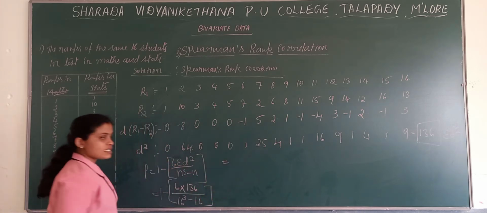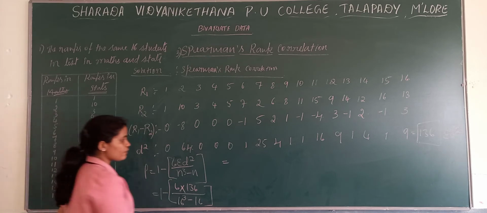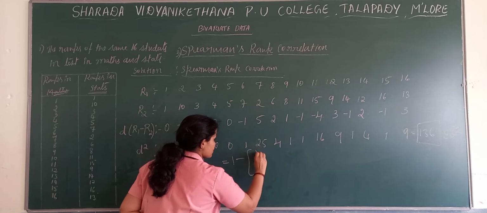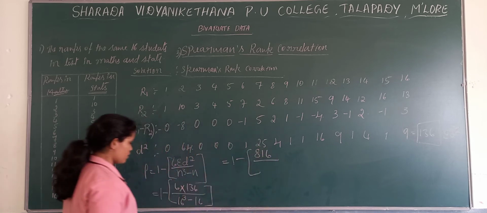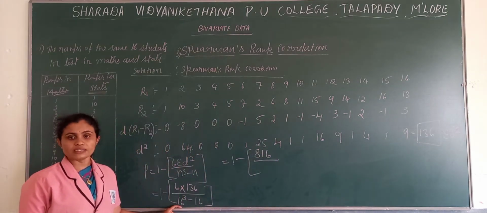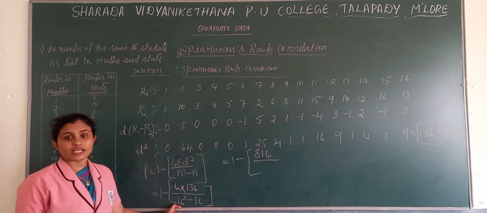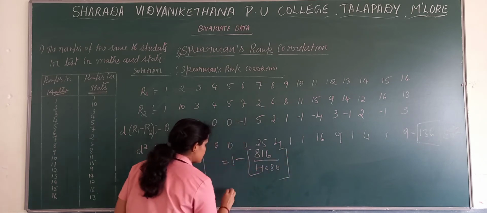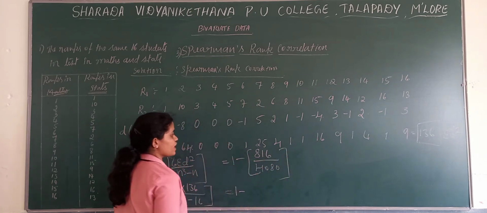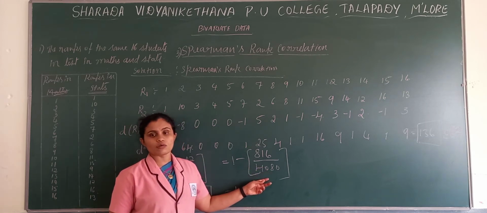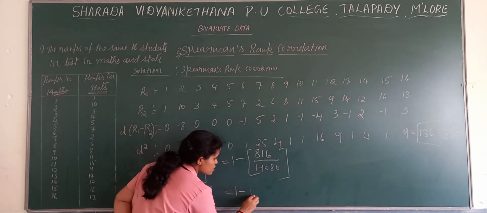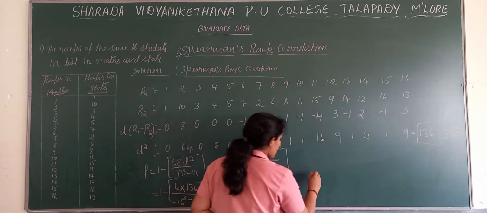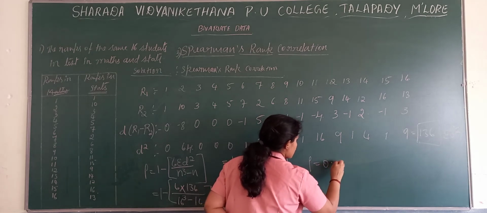Now 6 times 136 gives 816. So 1 minus 816 divided by 16 cube minus 16, which is 4080. When we solve it, we get 0.2. 1 minus 0.2, we get here Spearman's rank correlation as 0.8.